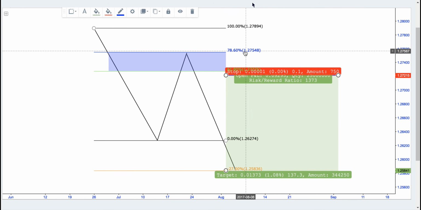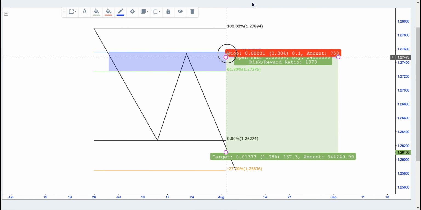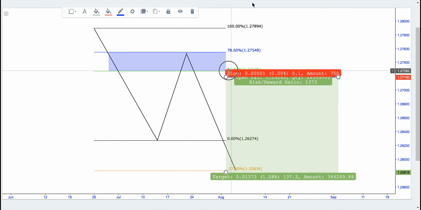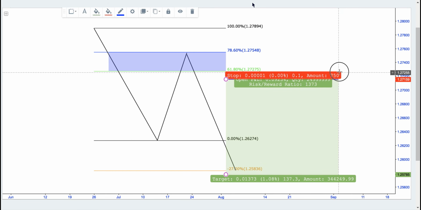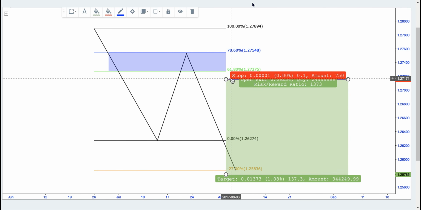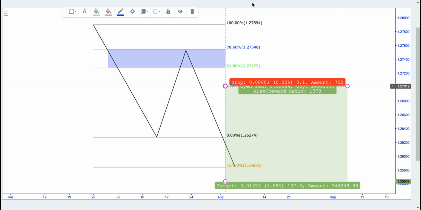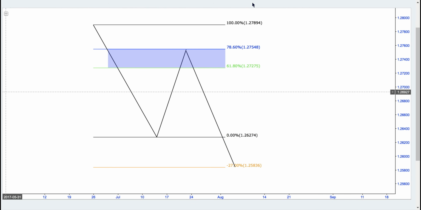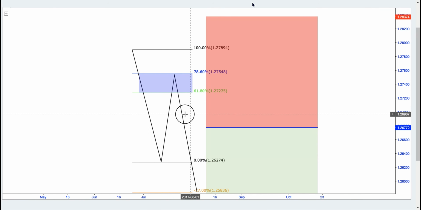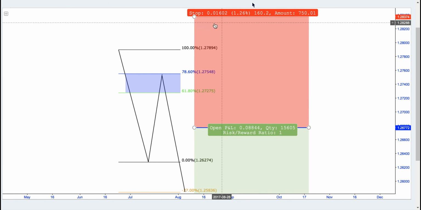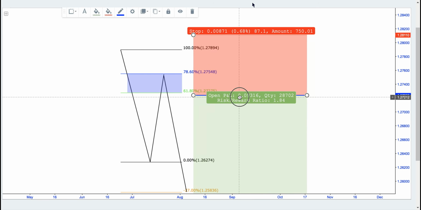So here, the price of the 78.6 is 1.2754. Let's just round that off to 1.2755. 15 pips on top of that is going to come in at, come on, this thing is so damn fiddly. Let's get another one. The stop loss 15 pips above is going to actually come in at 1.2770. So let's say we entered here.